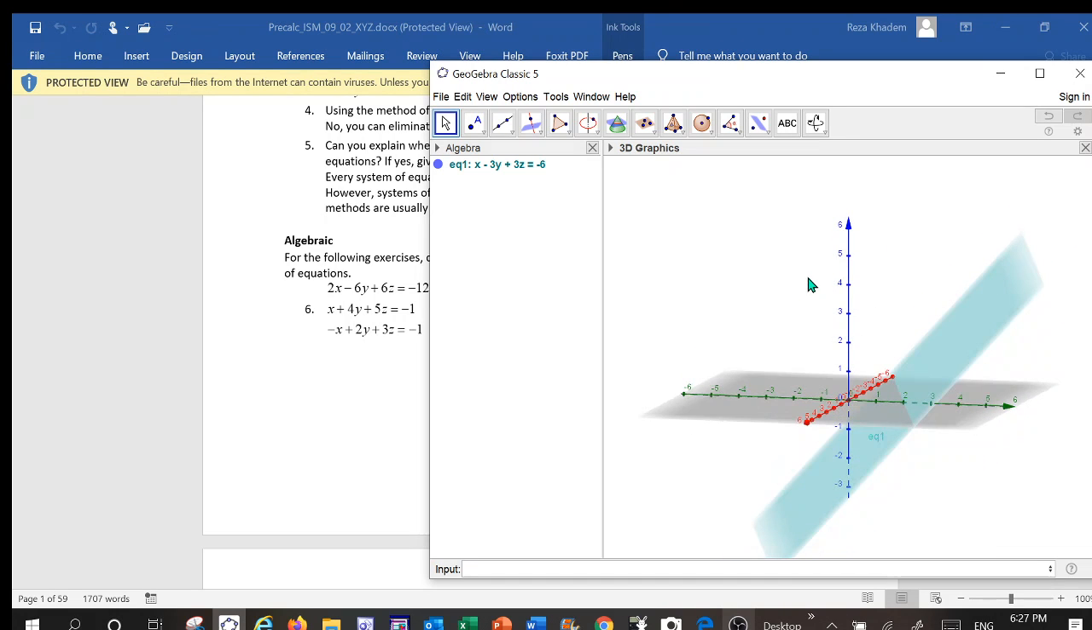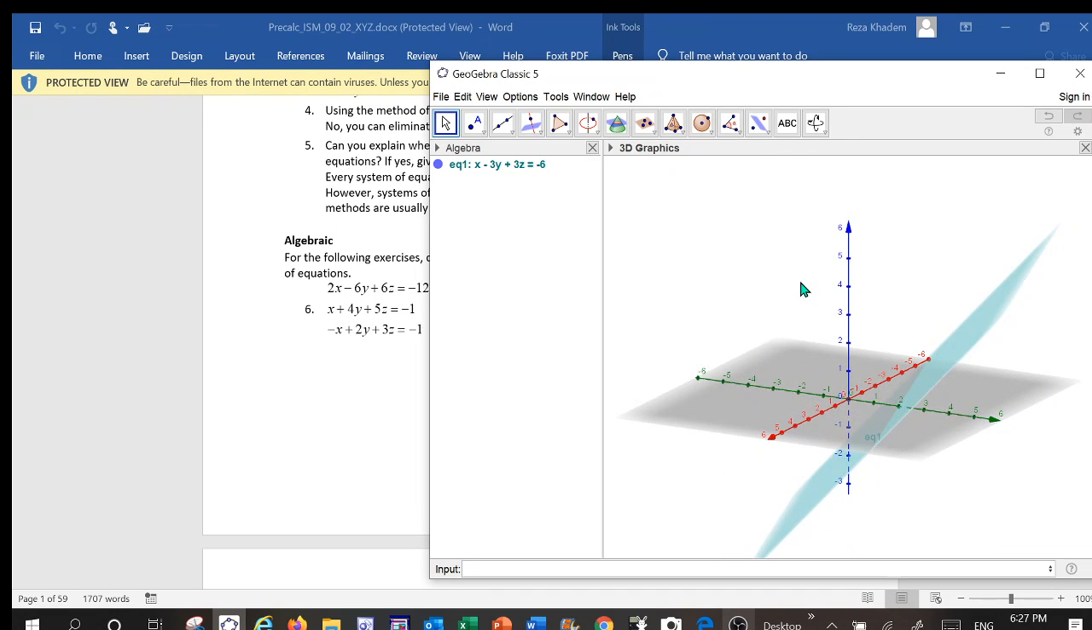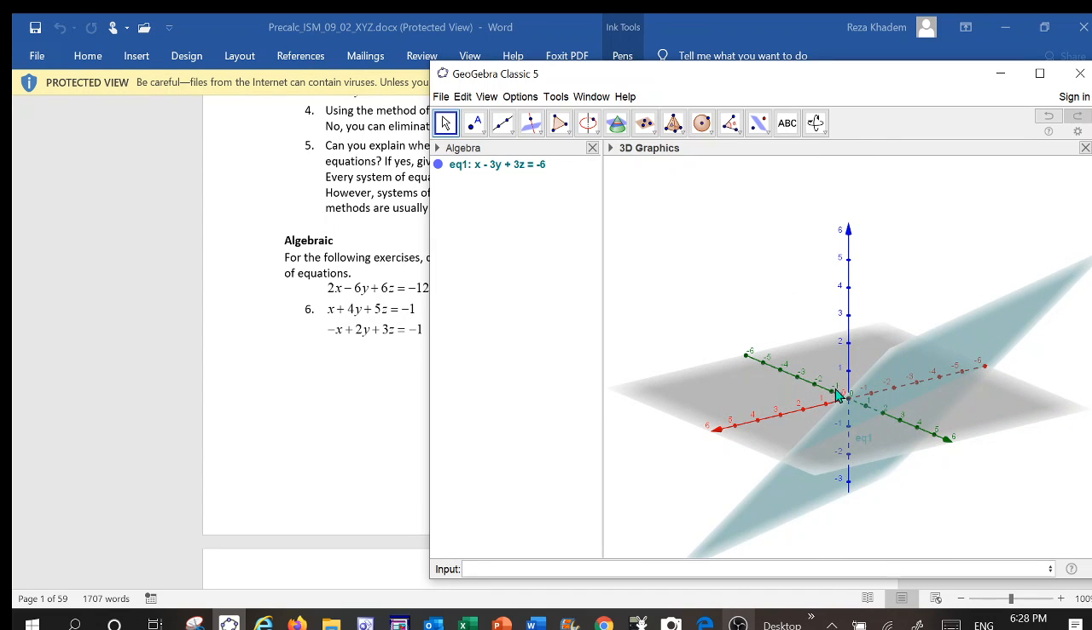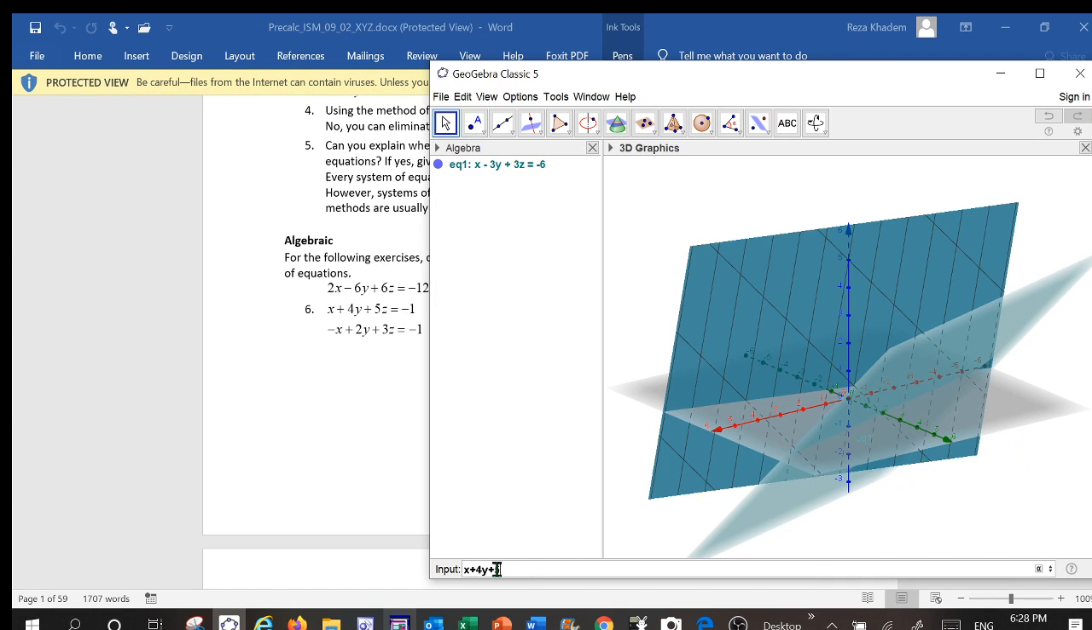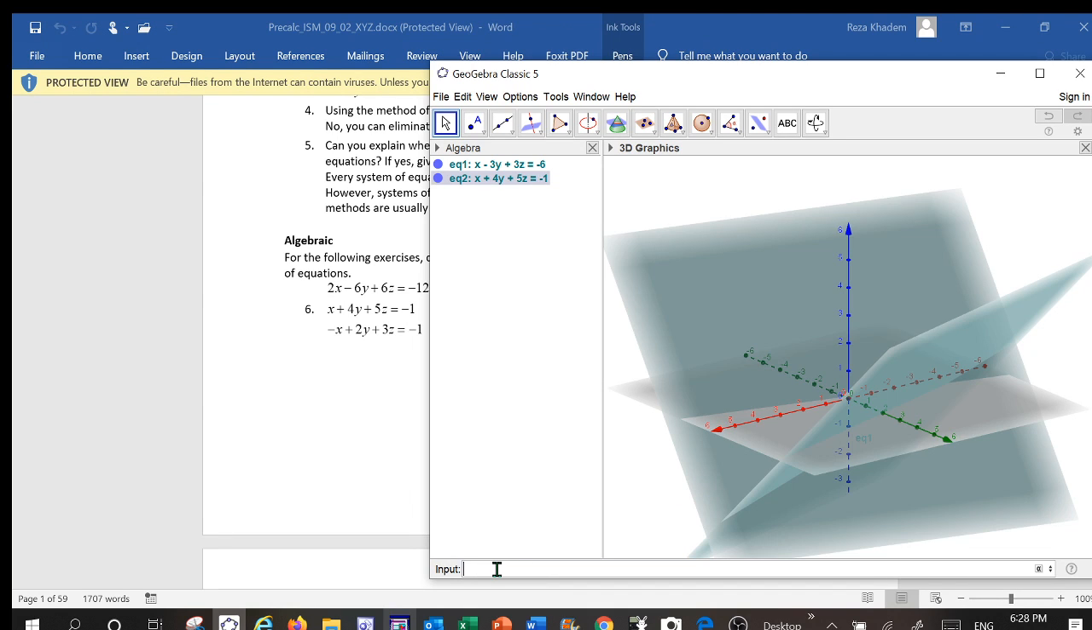You're going to study 3D in Calculus 3, but here, basically, this is the x-axis, this is the y-axis, and that's another extra axis, z. If you graph something with three variables, that's actually a 3D object. So let's graph, and these are all going to be planes. If the powers on x, y, z are 1, you're going to get a plane. So x plus 4y plus 5z equals negative 1. That's another plane.